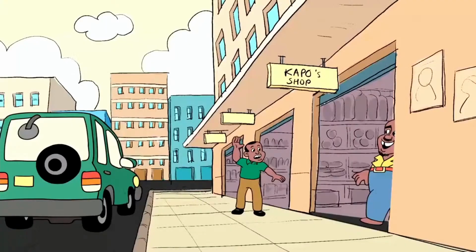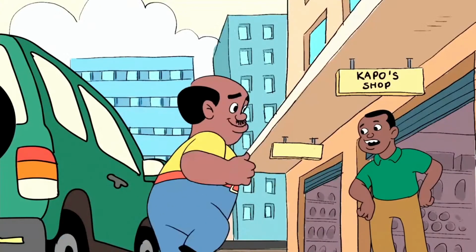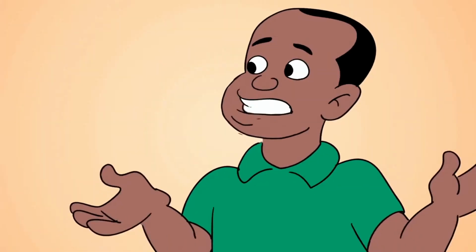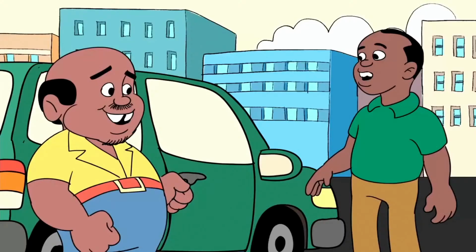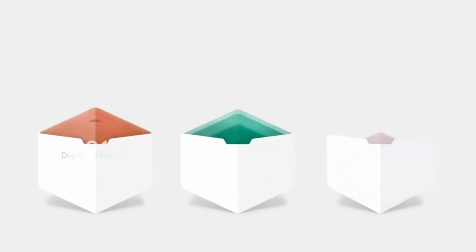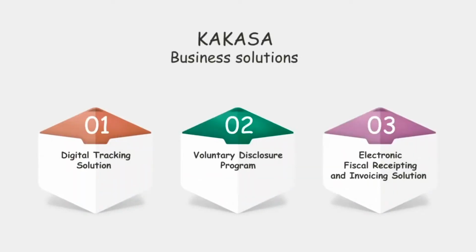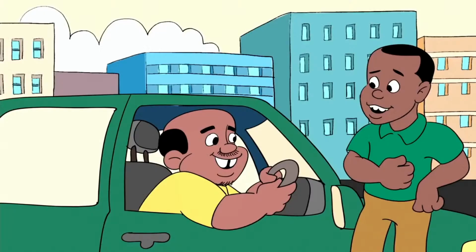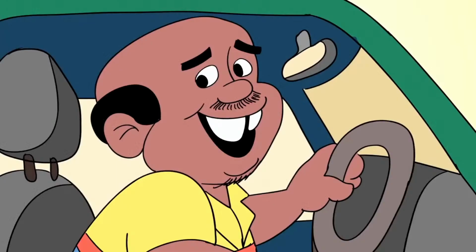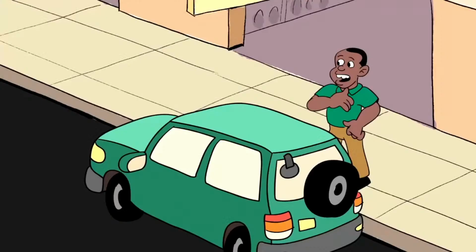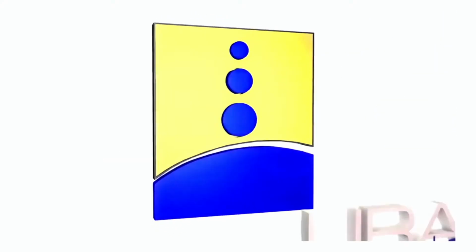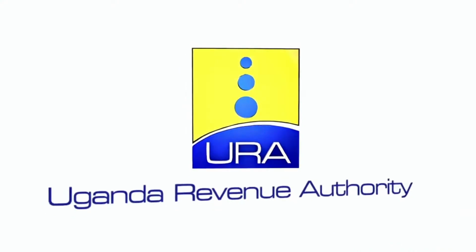Kapo, you seem to be in a hurry. Where are you going to? I'm gonna pay URA visit. Why would anyone visit URA? Of all places? To know more about the Kakasa business solutions, namely digital tracking solution, the voluntary disclosure program, and my business around. You know I need to be on top of my game to protect my empire. If you know, you know. I too need to know what Kapo knows. Kakasa, be sure you are in charge of your business. Uganda Revenue Authority, developing Uganda together.